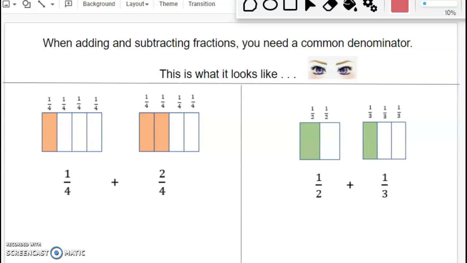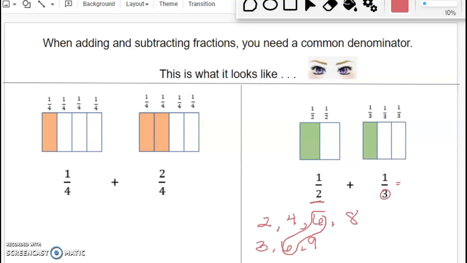The easiest way to find a common denominator is to find the least common multiple. So if we look at the denominator, 2, I'm just going to count by 2's. So 2, 4, 6, 8. And then I'm going to count by 3's. 3, 6, 9. As soon as I find a number in common, we would call this the least common multiple. Okay? So I would have my common denominator of 6, and we'll talk about that in the next lesson.